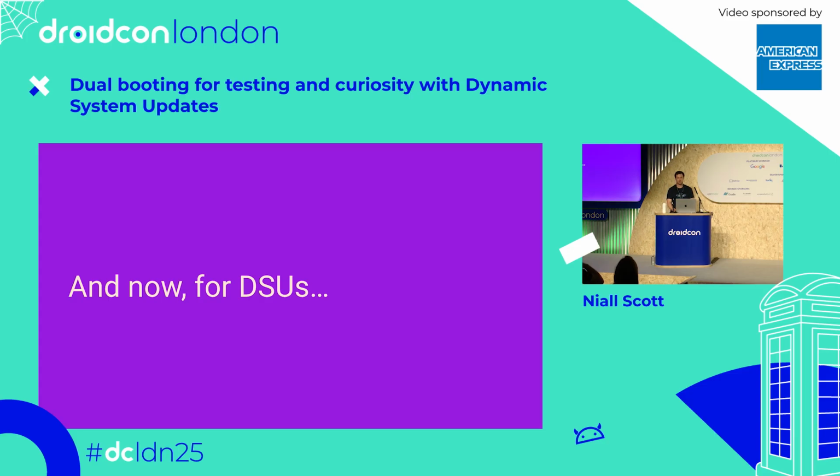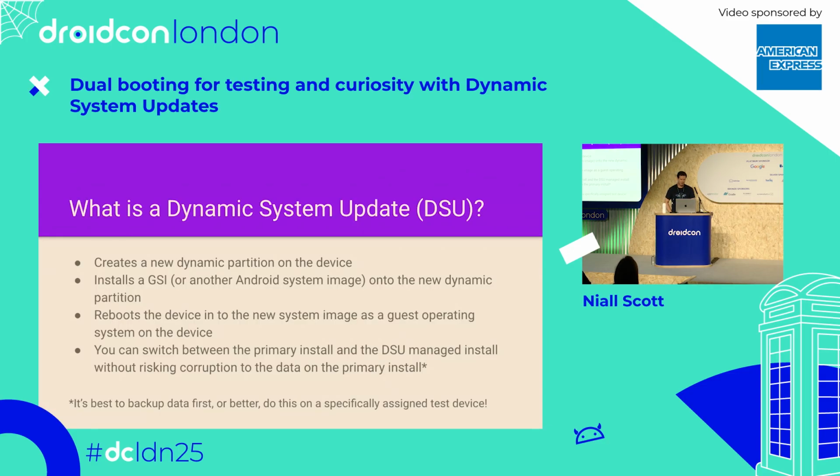And now on to DSUs, what you came here to listen to me talk about. So what is a dynamic system update? Dynamic partitions are a user space partition in Android. The system can reallocate the size of partitions depending on its needs. As long as your device has enough free space, DSUs can make space for your guest image installation. The guest image is installed onto this new dynamic partition that's created, and once the installation has completed, the device can then be rebooted. And if it's successful, you should boot into your guest installation that you've installed through DSUs. If it failed, normally you should just end up back in your primary installation again.